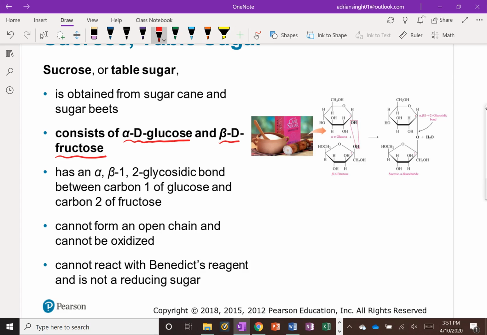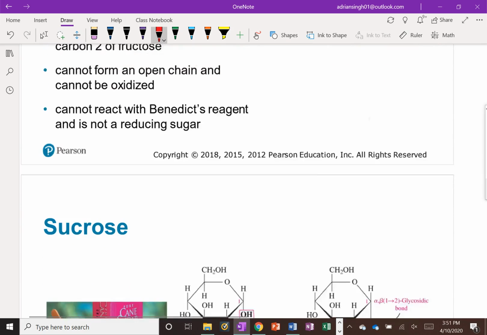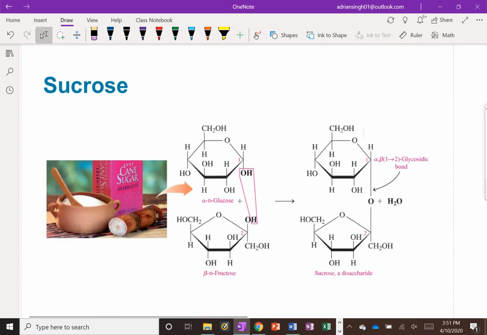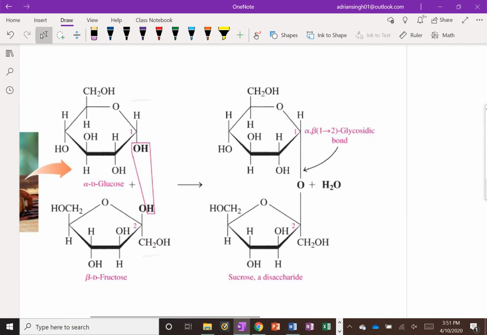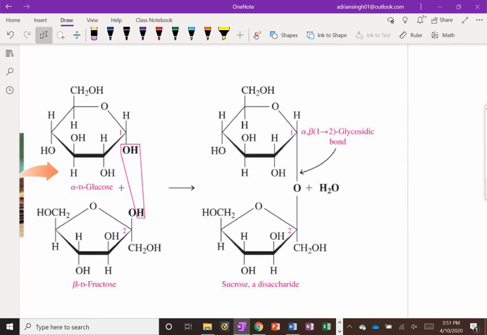All right, so if we take a look at sucrose down here, we can describe the bond between the glucose and the fructose. So again, here we have our alpha D glucose, and it's alpha because the OH on carbon 1 is pointing down. And we're now going to combine that with beta D fructose. So it's beta because the OH here on our carbon 2 is pointing up.